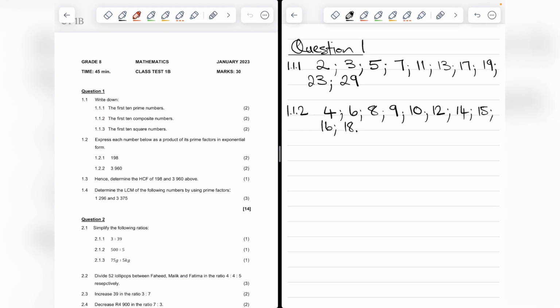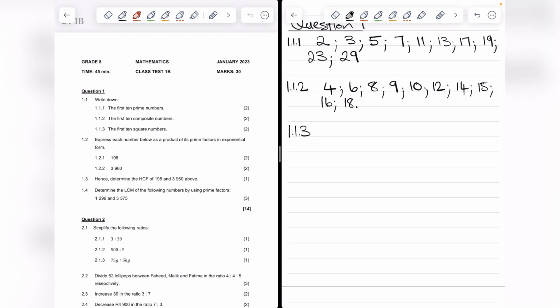Then we'll go to 1.1.3: the first 10 square numbers. Again, you need to know this by heart almost. Again, there's no method to work this out. You just need to think about what the first 10 square numbers are, know, of course, what a square number is, and then just go about writing them down.